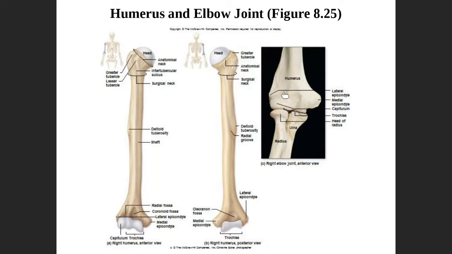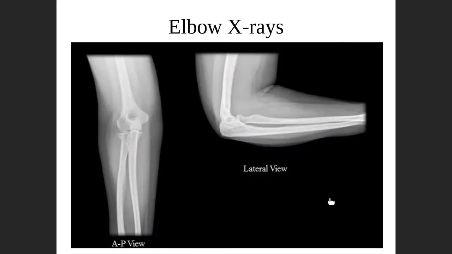All right, so here you can see how the bones articulate here. We'll see when we label, and I'll show you a quick X-ray here. So you can see this bone right here. This is the ulna. That's your elbow. This is the radius.